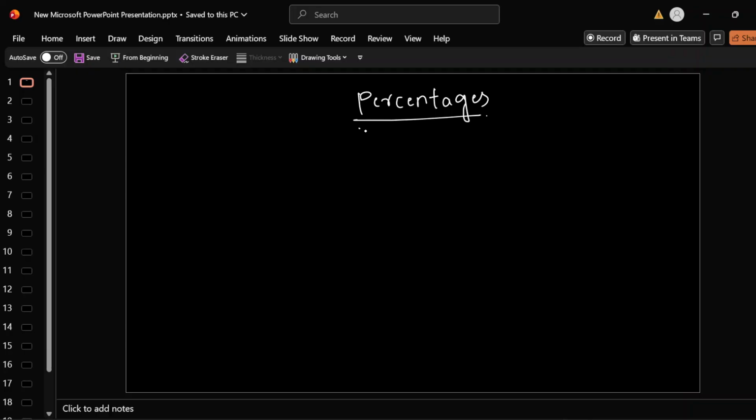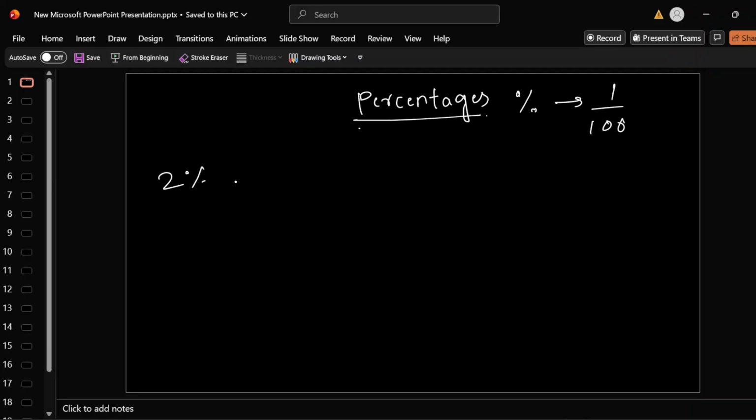Hi guys, today we are going to discuss problems on percentages. So first of all, percentage means we have to divide it by 100. So we have to multiply it with 1 by 100, or you can directly divide it by 100.